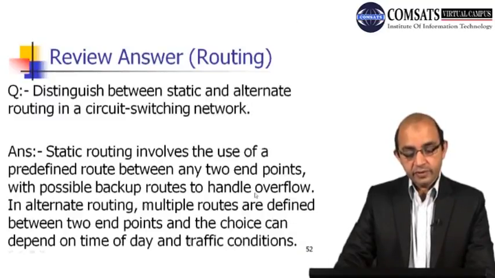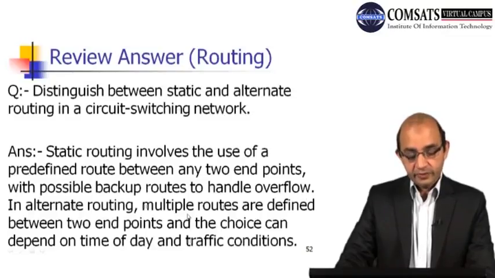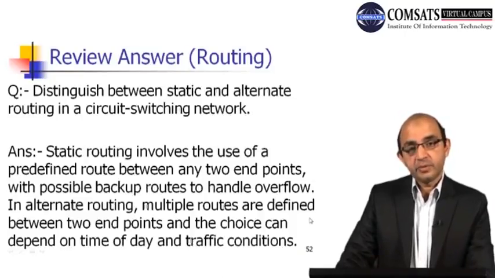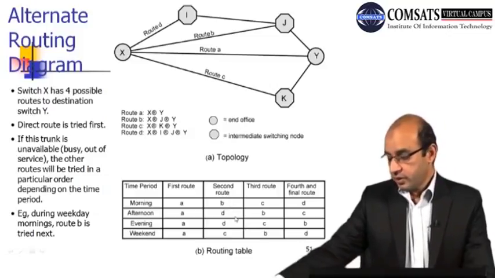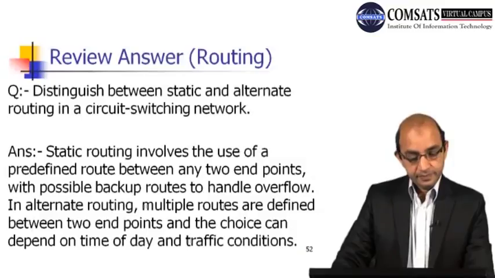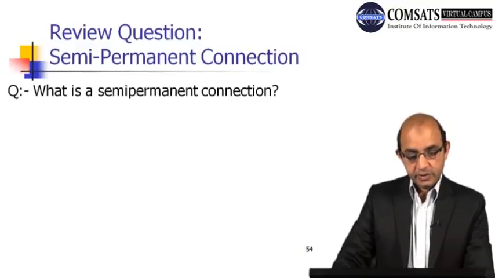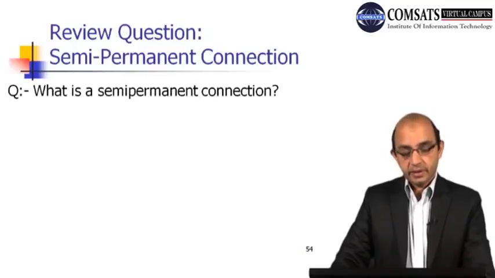So here we have the answer after discussing a lot about the routing. Static routing involves the use of a predefined route, and we have talked about static routing between any two endpoints, right? Even in that case we have backup routes to handle overflow. In alternate routing we have multiple routes and their preferences, and depending upon the condition we have different preferences. This is very close to a routing table, but we also have preferences, right?